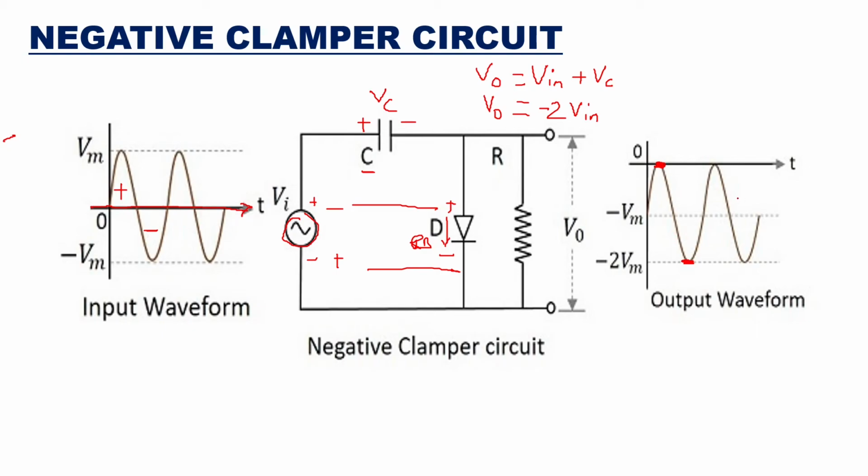Okay, now this will be called a negative clamper. You are shifting the DC level. This is the DC level from 0 to this. Okay, so it is negative clamping.